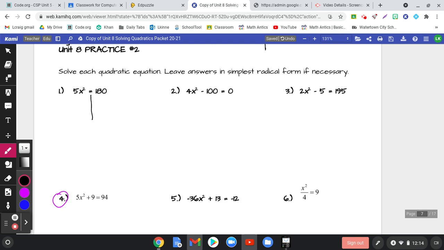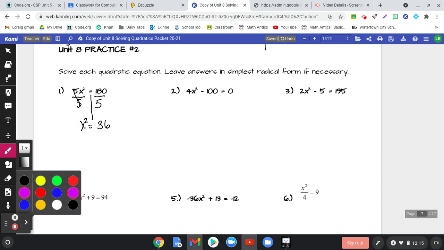So the first thing I want to do on this one, I see multiplying by 5, so I'm going to divide both sides by 5. I'm left with x squared equals 180 divided by 5, 36. Now to get rid of the squared, the opposite is to take the square root of both sides, which makes the squared disappear. So now you're just left with x equals, and it's not just 6, it's positive 6 and negative 6. You always have two answers.